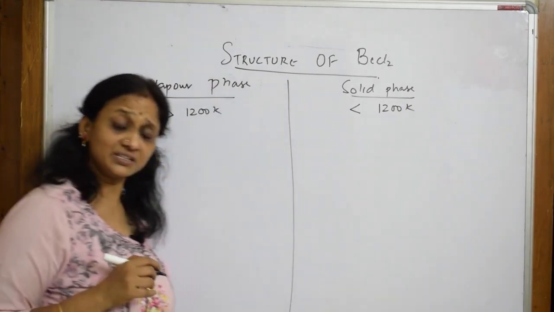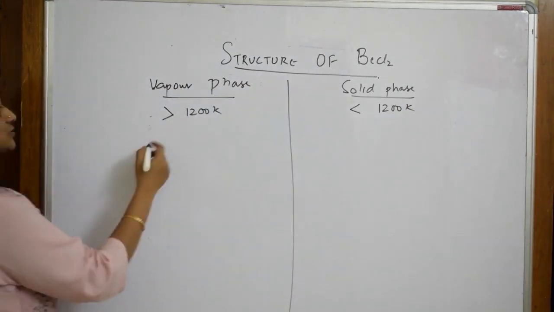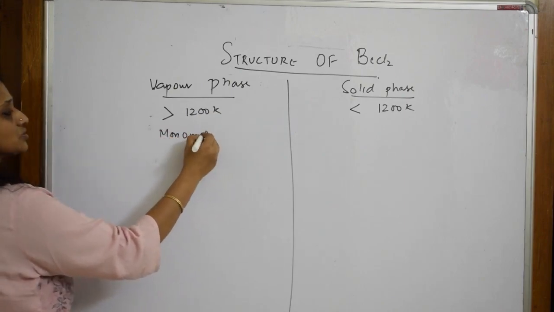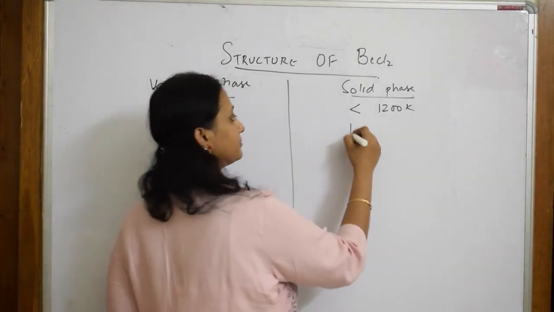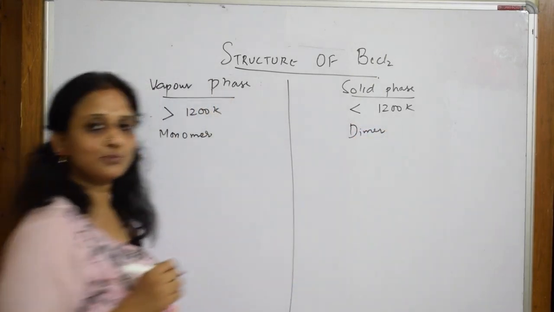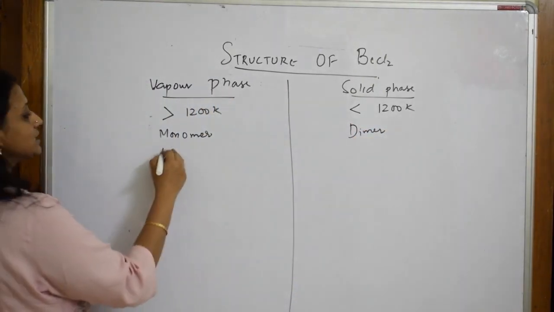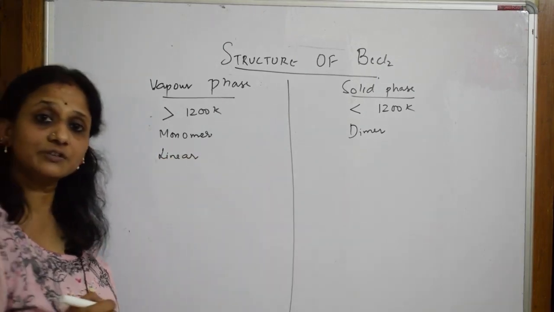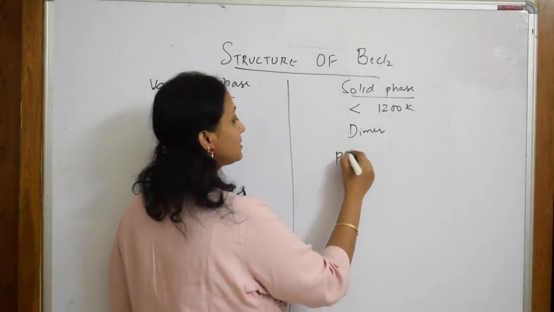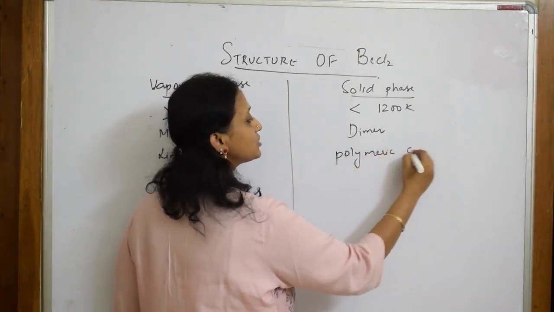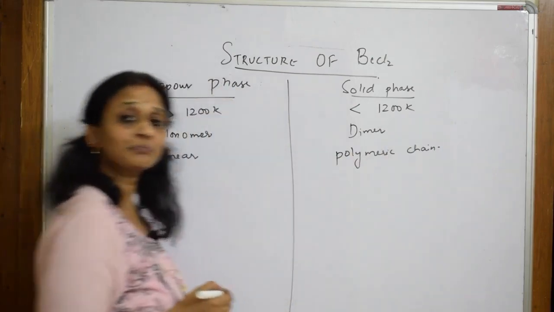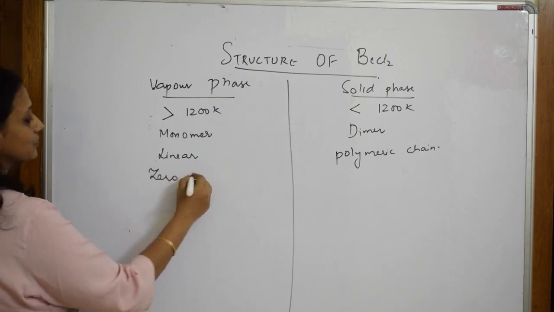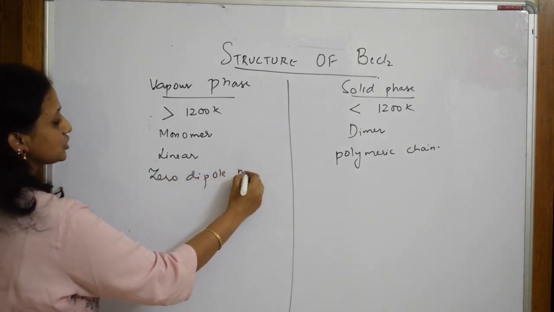Right. When it is in vapor phase, remember this is going to show only a monomer. But in the solid phase, it exists as a dimer. And next important thing, when I speak about the monomer, the shape of the molecule is linear. In the solid phase, the shape is in the form of polymeric chains. I'll draw that chain, you will understand that. For the monomer, there is zero dipole moment.